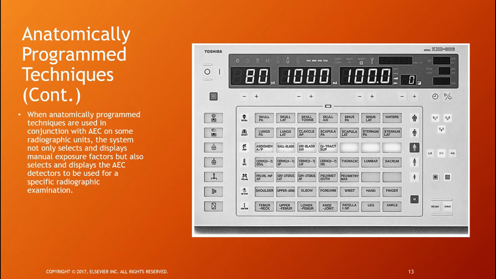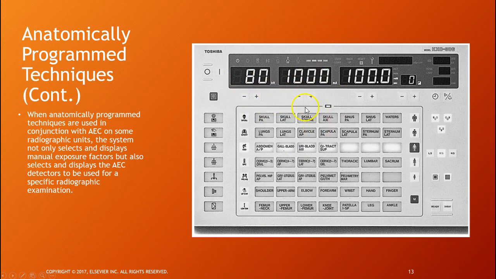Okay, and this is an example of a control unit that has anatomically programmed techniques. And you'll notice on that first line, there's a picture of a skull. And then across, there's skull, PA, lateral, Towne's, axial, sinus, PA, sinus lateral, Waters. Okay, so you as a radiographer would get to just press one of those buttons and a technique would present itself. Then you get to manipulate. If you wanted kVp, for instance, to be higher or lower, you could plus or minus that.